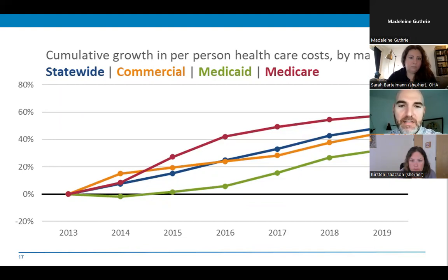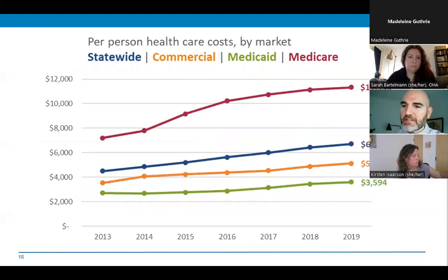And then the Medicaid line growing kind of at the lowest at 32.4%. We're going to keep these colors throughout the presentation. So Medicare is always going to be red, orange commercial, and green for Medicaid. Let's go to the next slide.